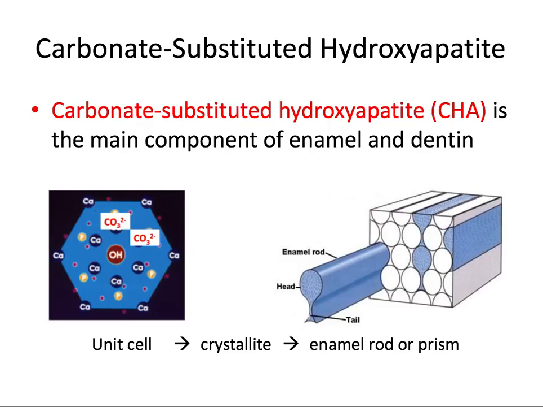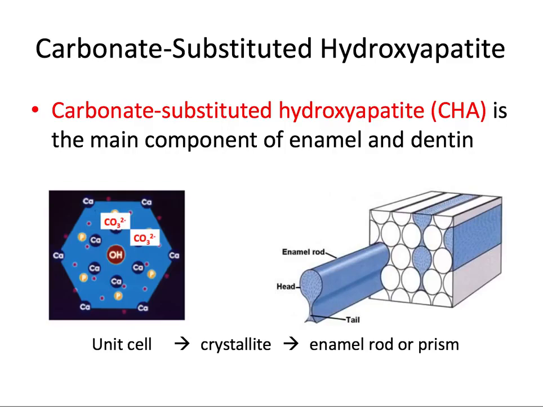The tooth is about 85% hydroxyapatite by volume and 95% by weight. And that's because it's a packed crystal that weighs relatively a lot for its small size. If we're talking about enamel specifically, ameloblasts are literally stacking these unit cells on top of each other during amelogenesis to form crystallites that create these long enamel rods or enamel prisms.